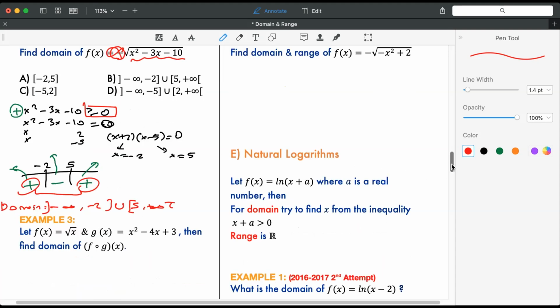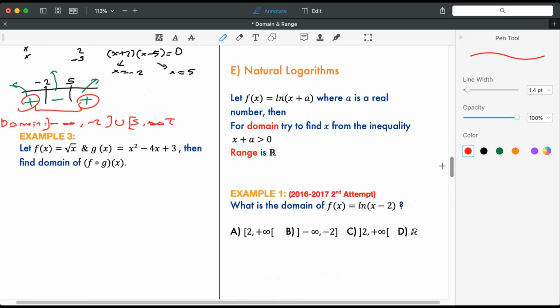All right, let's solve a question involving composite functions. f composed with g of x means this is f of g of x, and that means we take g and put it inside f. So that's going to be f of g of x equals the square root of the g function, which is x squared minus 4x plus 3.